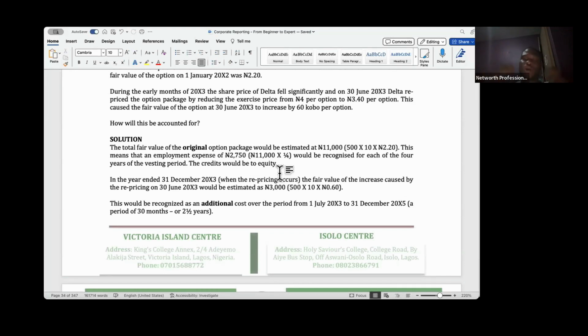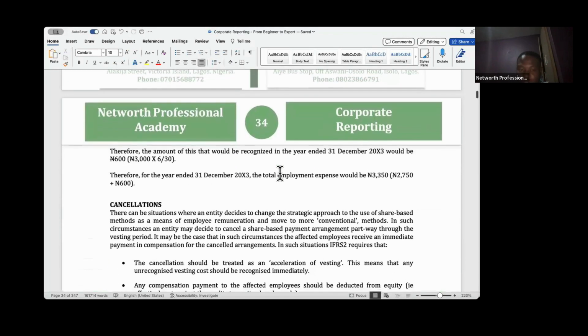The entity would compensate the employee by closing the equity reserve account and probably crediting bank, because mostly they want to give them money, or maybe they want to give them shares immediately. Whatever it is, they will give them. They will close everything. So that's how cancellation works.